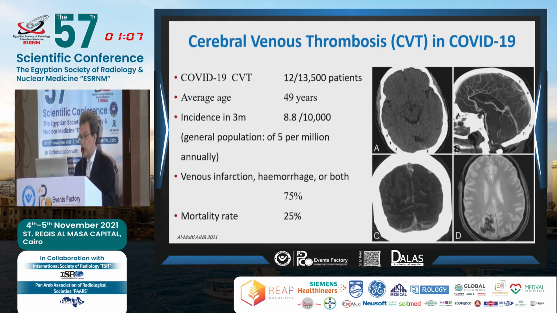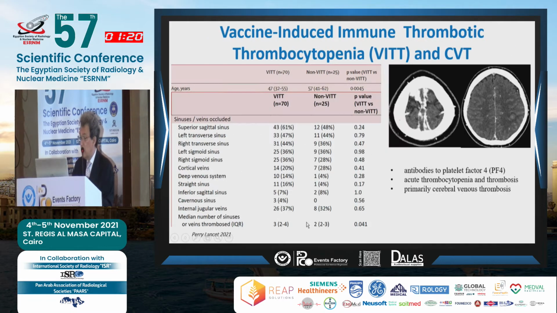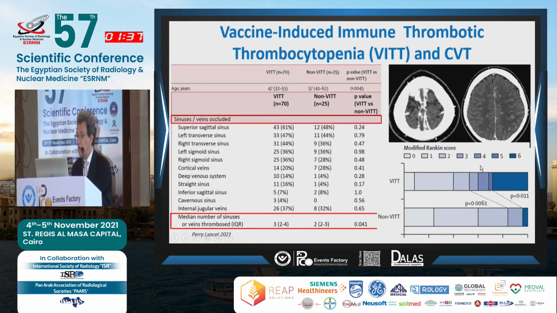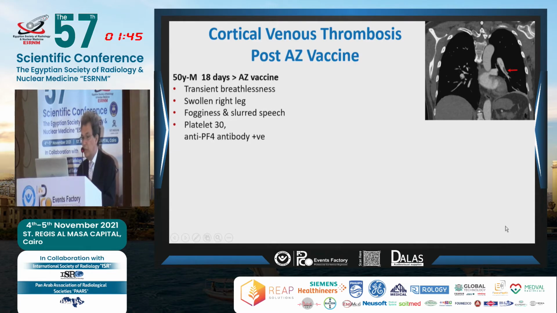The other big problem that has been discussed is cerebral venous thrombosis. It happens. It was not diagnosed at the beginning, of course. When the numbers increased, it was seen, and it can cause venous infarction, hemorrhage, or both, and the mortality rate is not insignificant. Now, the discussion about COVID-induced, vaccine-induced, you can get the same thing, we know that, through various mechanisms. And if it is vaccine-induced, the outcome is worse than non-vaccine-induced, in general terms.